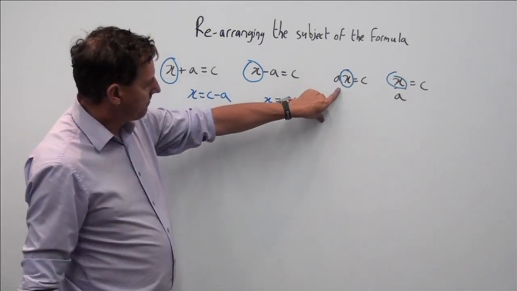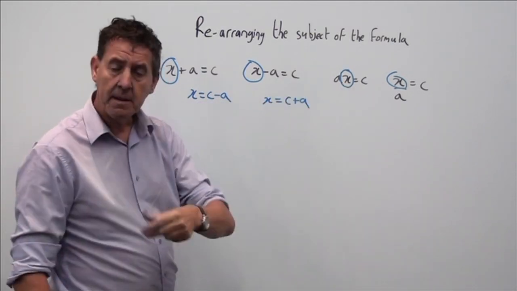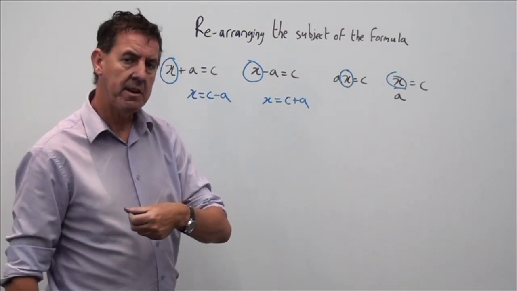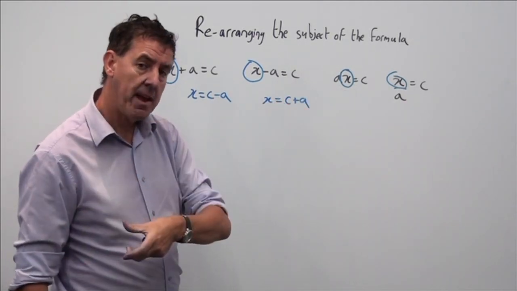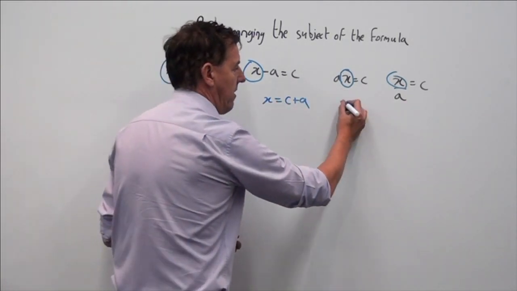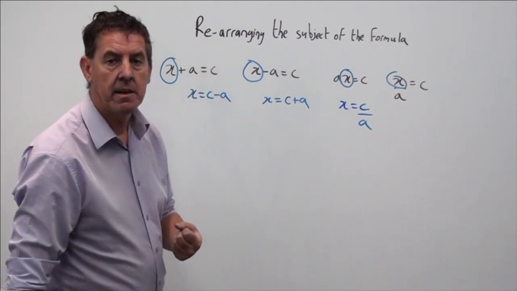We go to this one. Remember, there's no sign between the letter A and the letter X, so that means times. How do I get rid of that letter A? Remember, the C is out the way already. Get rid of times by A by dividing by A. So X is equal to C divided by A.